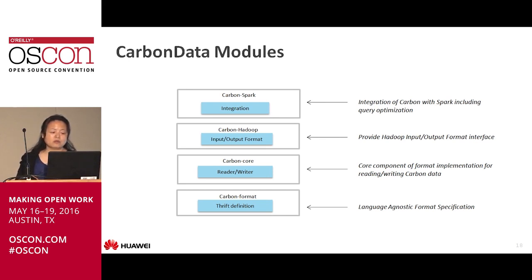Currently, we have two modules built on top of it. One is Carbon Hadoop. This is the Hadoop integration, where we provide a Hadoop input and output format. We also have a Carbon Spark module. This is the integration of Carbon with Spark, and also includes some query optimization we have done to leverage our format. In the next couple of slides, I'm going to focus on the Carbon Spark integration, but the same logic can be integrated in any other processing engine or framework.